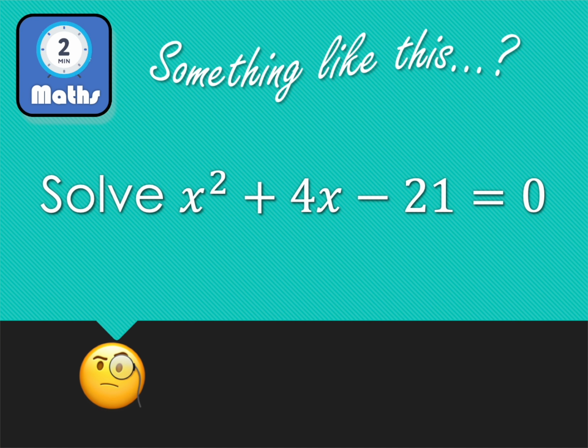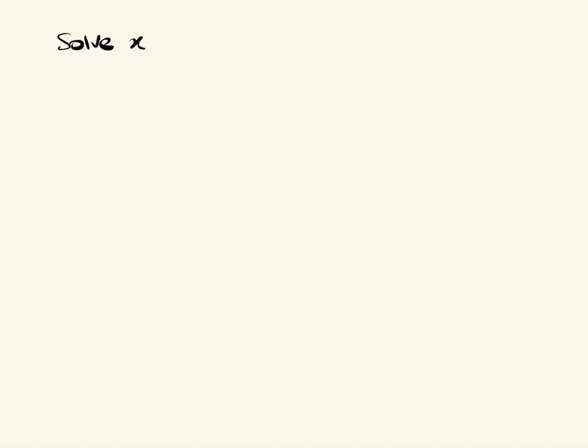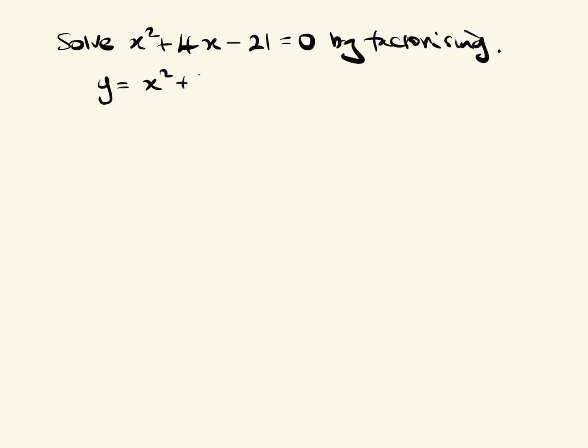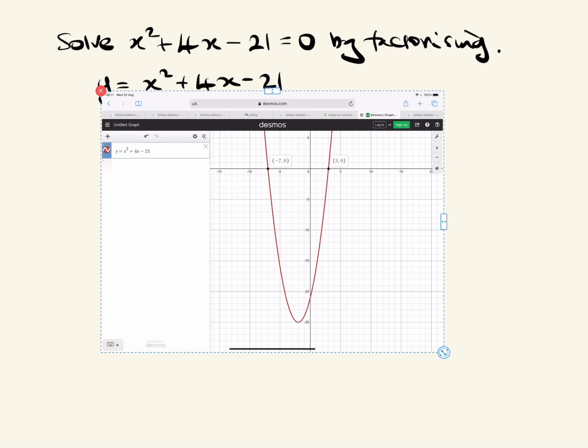So you've been asked to solve x squared plus 4x minus 21 equals 0, and you've been asked to do it by factorising. The first thing to realise here is that y equals x squared plus 4x minus 21, the very same thing as we've got here, but equal to y. That's a graph, and that's a graph that looks like this.